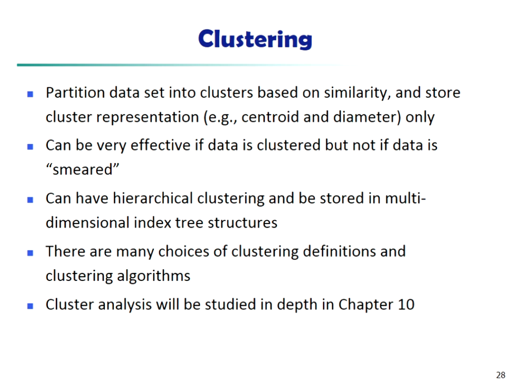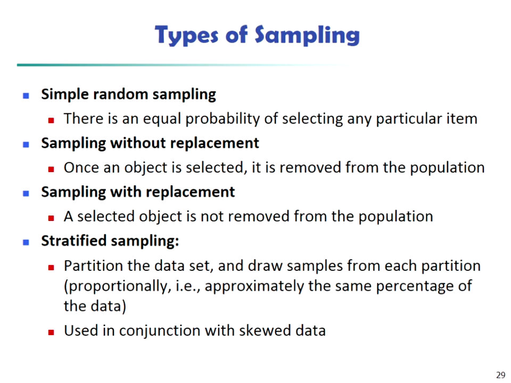So clustering can be used to reduce the data. Partition the data set into clusters based on similarity and store the cluster representation. It can be very effective if data is clustered, but not if data is smeared. We can have hierarchical clustering stored in multidimensional index tree structures. We will see all these details when we discuss clustering in chapter 5 or 6.